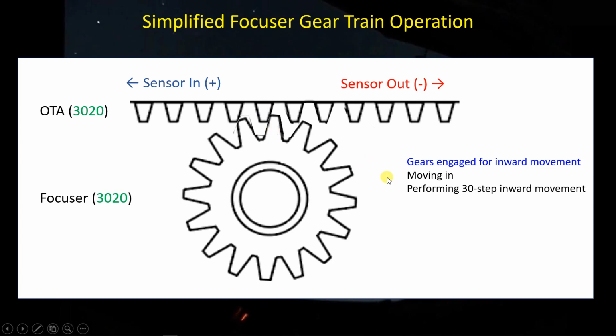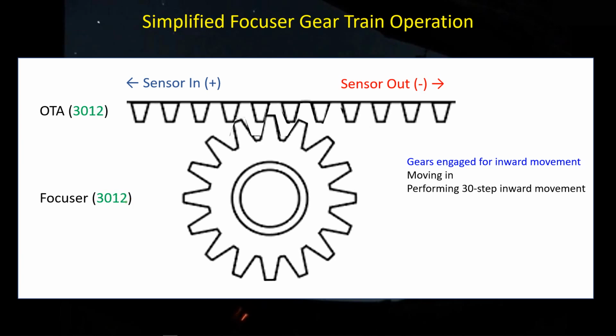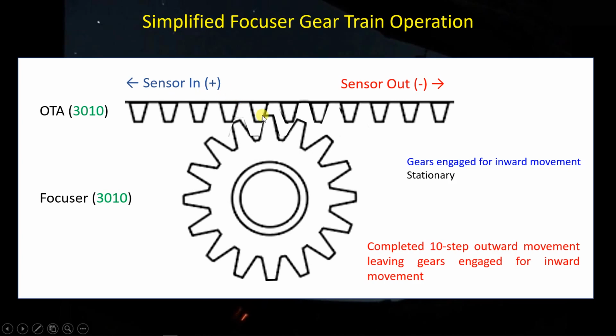So we've completed covering the backlash phase of the motion, but now we still have that extra 10 steps that we put in, and that's when we finally achieve our objective.